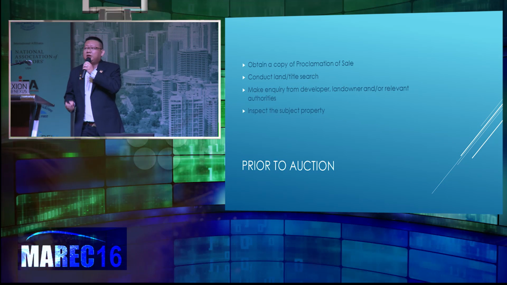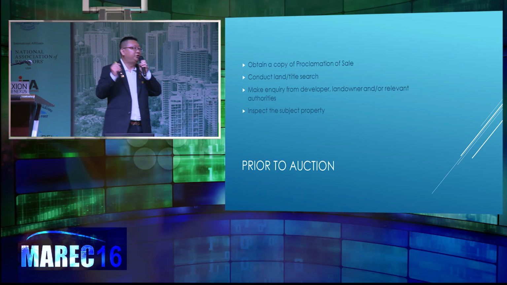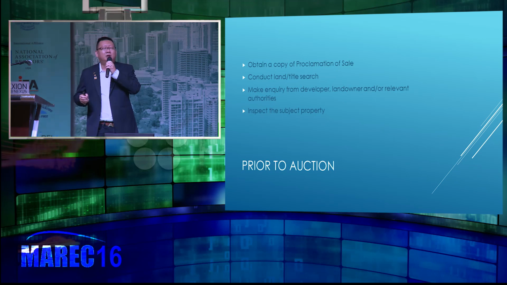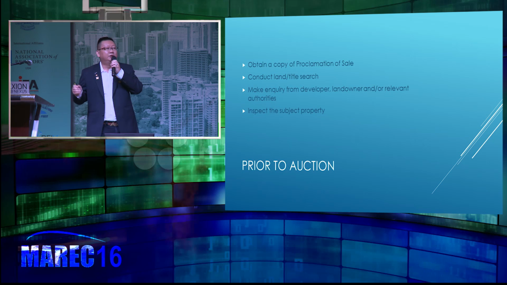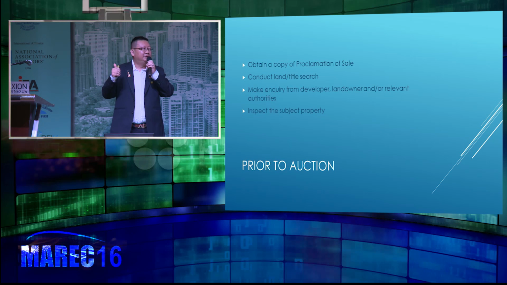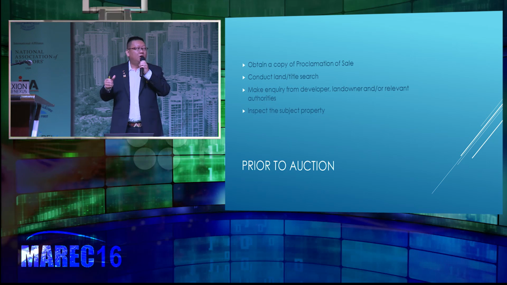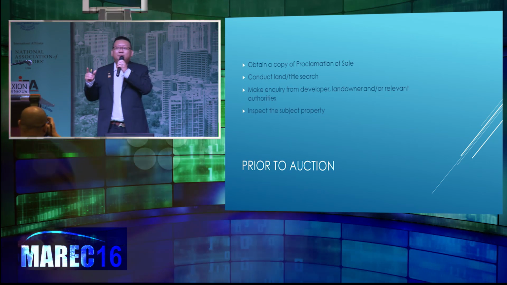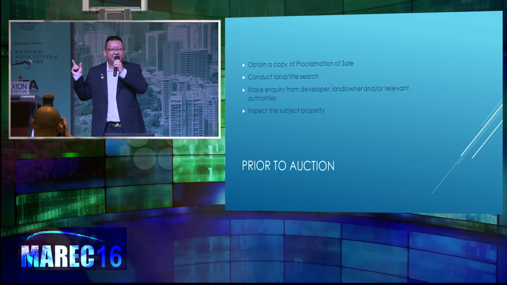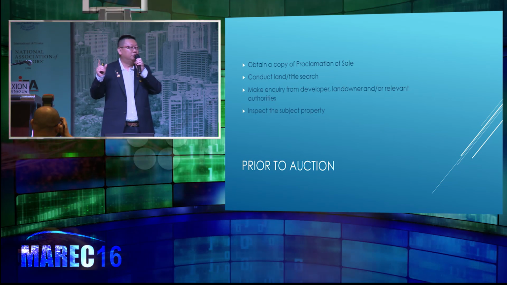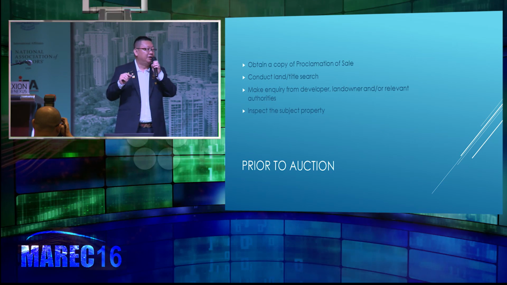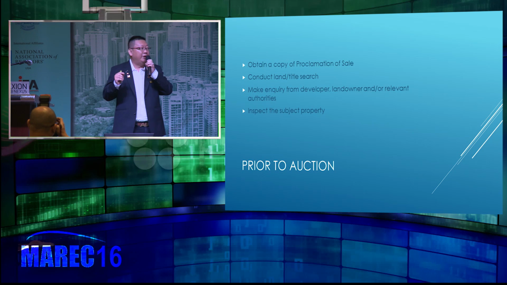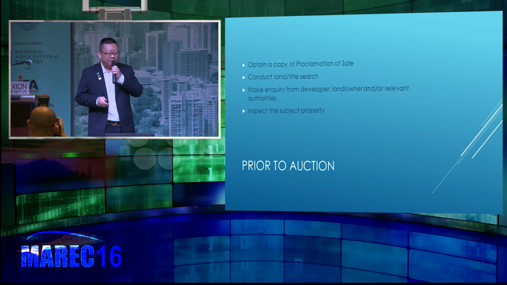The inspection of the subject property here is very tricky, especially for distressed property, because more often than not, with distressed property, either nobody is staying there, yeah, it is locked, or the owner, the borrower who is staying there, is not going to let you in to inspect his house, because the bank is trying to auction away his house. So this inspection can be a bit challenging when it comes to distressed property for auction.